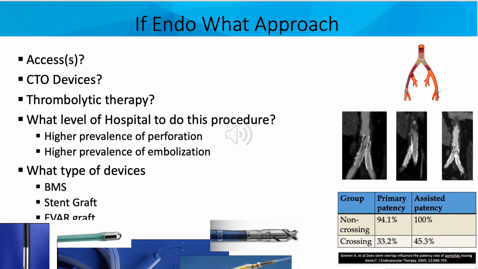When we look at the type of repair, just the placement of the stents, especially bare metal stents, may affect patency. This publication by Greiner et al. in the Journal of Endovascular Therapy way back in 2005 demonstrated that if you cross limbs or cross the bare metal stents, your primary patency would drop all the way down to 33% with an assisted patency of 45%, whereas if you can keep them non-crossed, like the pants and legs, your patency is much higher.